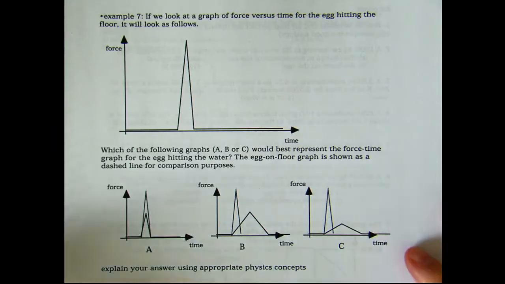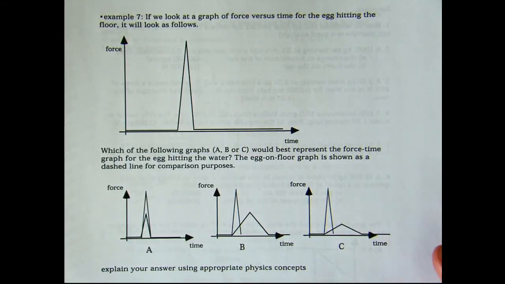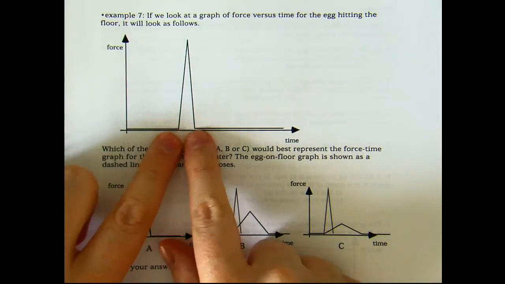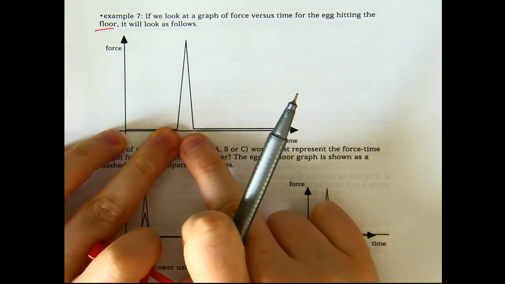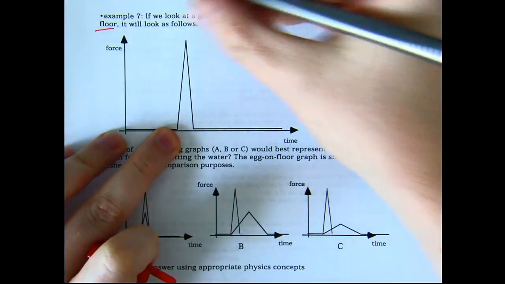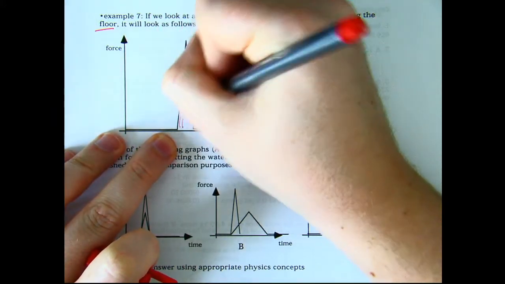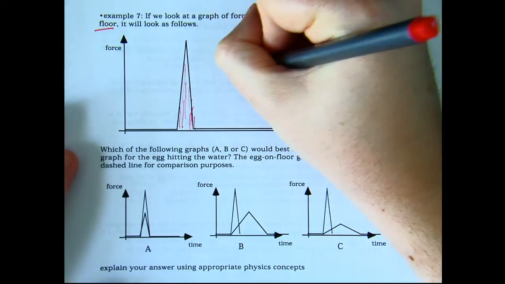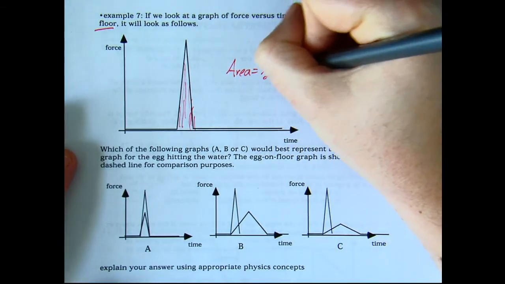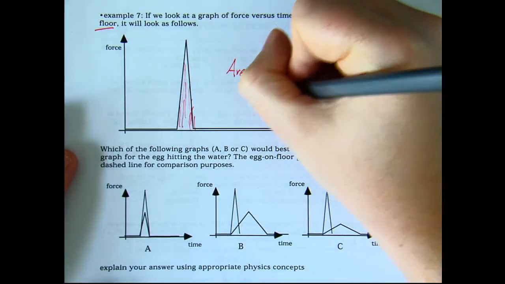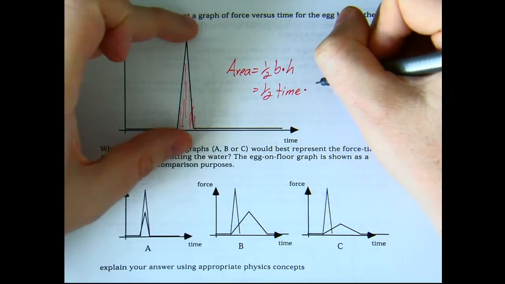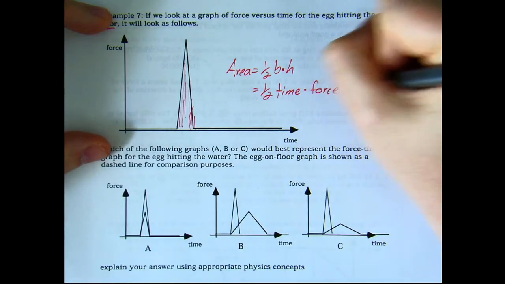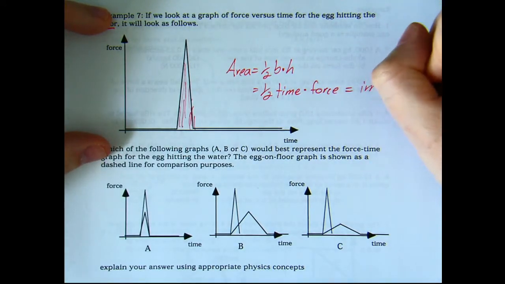Graphically, we can see the same thing here. If we look at a graph of force versus time for the egg hitting the floor, this is what it's going to look like. Again, the floor, the first part of the example: we've got a large force acting over a small period of time. The area of a triangle is half my base times my height. The base here is time, and the height, the vertical axis, is force. So the area underneath here is the impulse, force times the time.